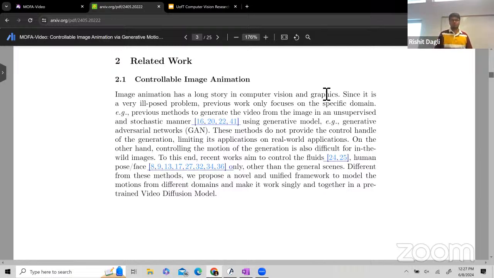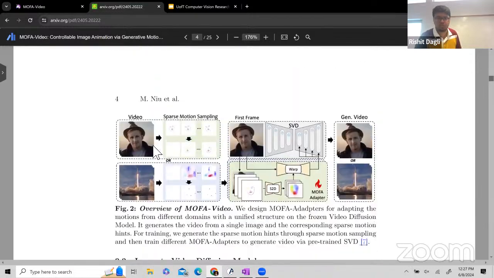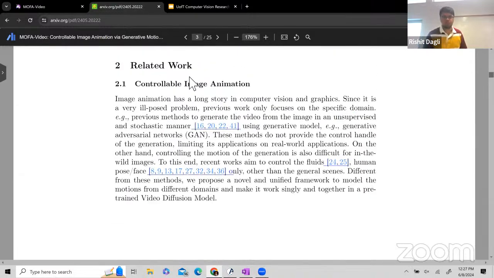Let's talk about the previous methods. Mainly there are two things discussed here: controllable image animation and image to video diffusion models, which was also discussed in the introduction, but I'll cover it here. In controllable image animation, there are different ways to control the input to the video generation pipeline. For example, text control, class control. You can use text to guide the video generation process, or maybe classes.